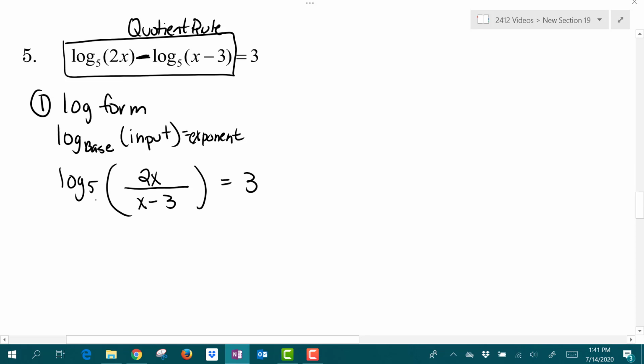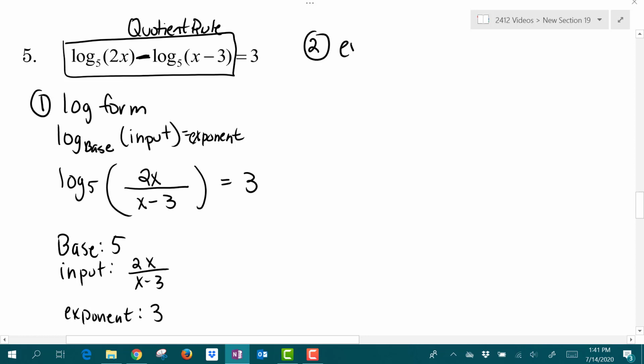Alright, so now we have one log by itself on one side, and we can identify that the base is 5. The input of this log is that fraction, 2x divided by x minus 3, and the exponent is the 3.